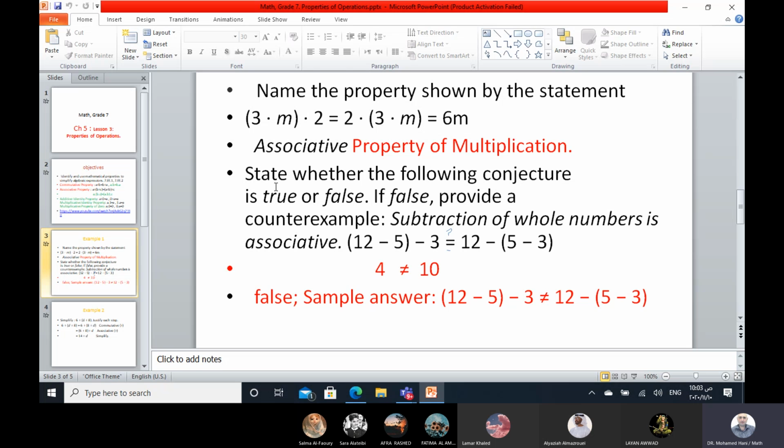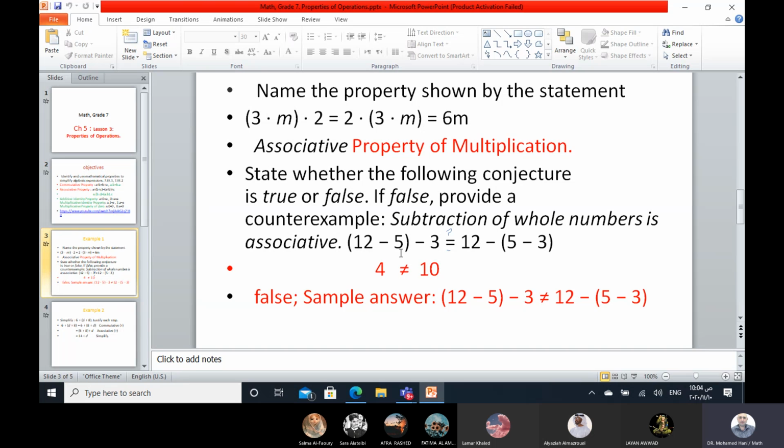The second question here: state whether the following conjecture is true or false. If false, provide a counterexample. Subtraction of whole numbers is associative or not. We have this example now. Between parentheses, we have 12 minus 5, minus 3. Is it equal, here we have a question mark, is it equal to 12 minus, between parentheses, 5 minus 3?